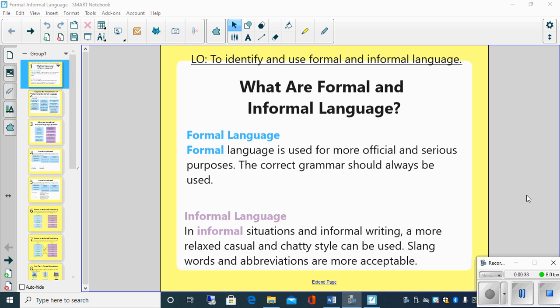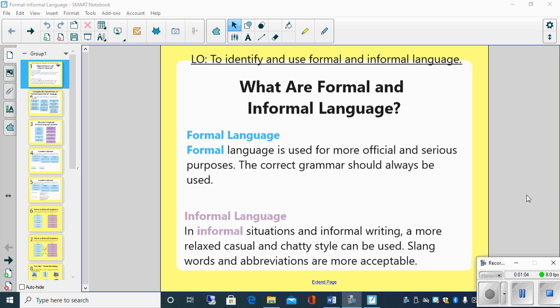And we'll just go through what the differences are before just thinking about, well, when would you see that in a newspaper article? So it says formal language is used for more official and serious purposes, and the correct grammar should always be used. On the other hand, informal language is used in informal writing situations. A more relaxed, casual and chatty style can be used. Slang words and abbreviations are more acceptable.